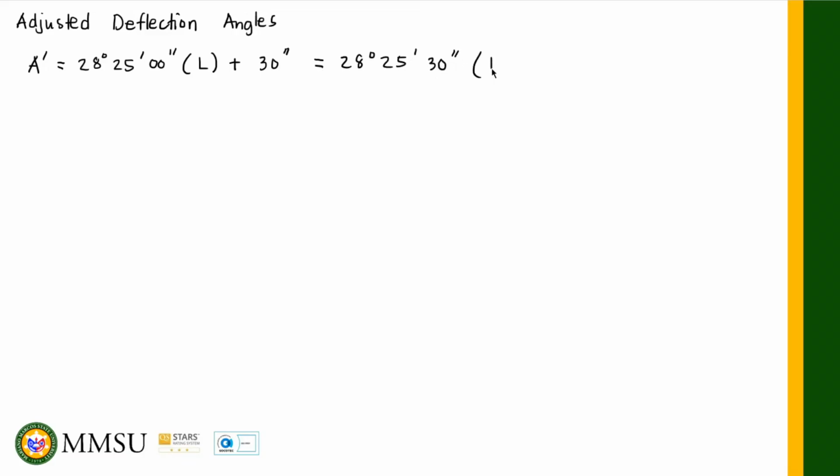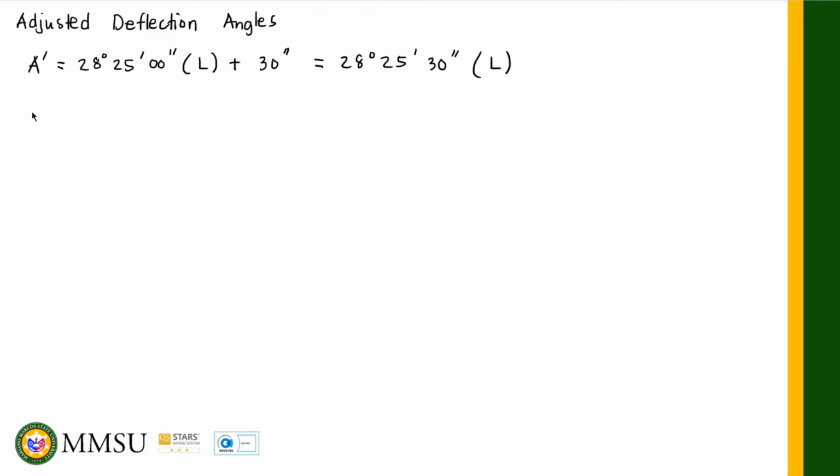So, let us write our adjusted deflection angles. For A prime, this is the observed plus or minus the correction. The observed is 28 degrees, 25 minutes, 0, 0. And this angle is to the left, right? So if the angle is to the left, we need to add the 30 seconds. If we add the 30 seconds, we have 28 degrees, 25 minutes, 30 seconds, and still to the left.